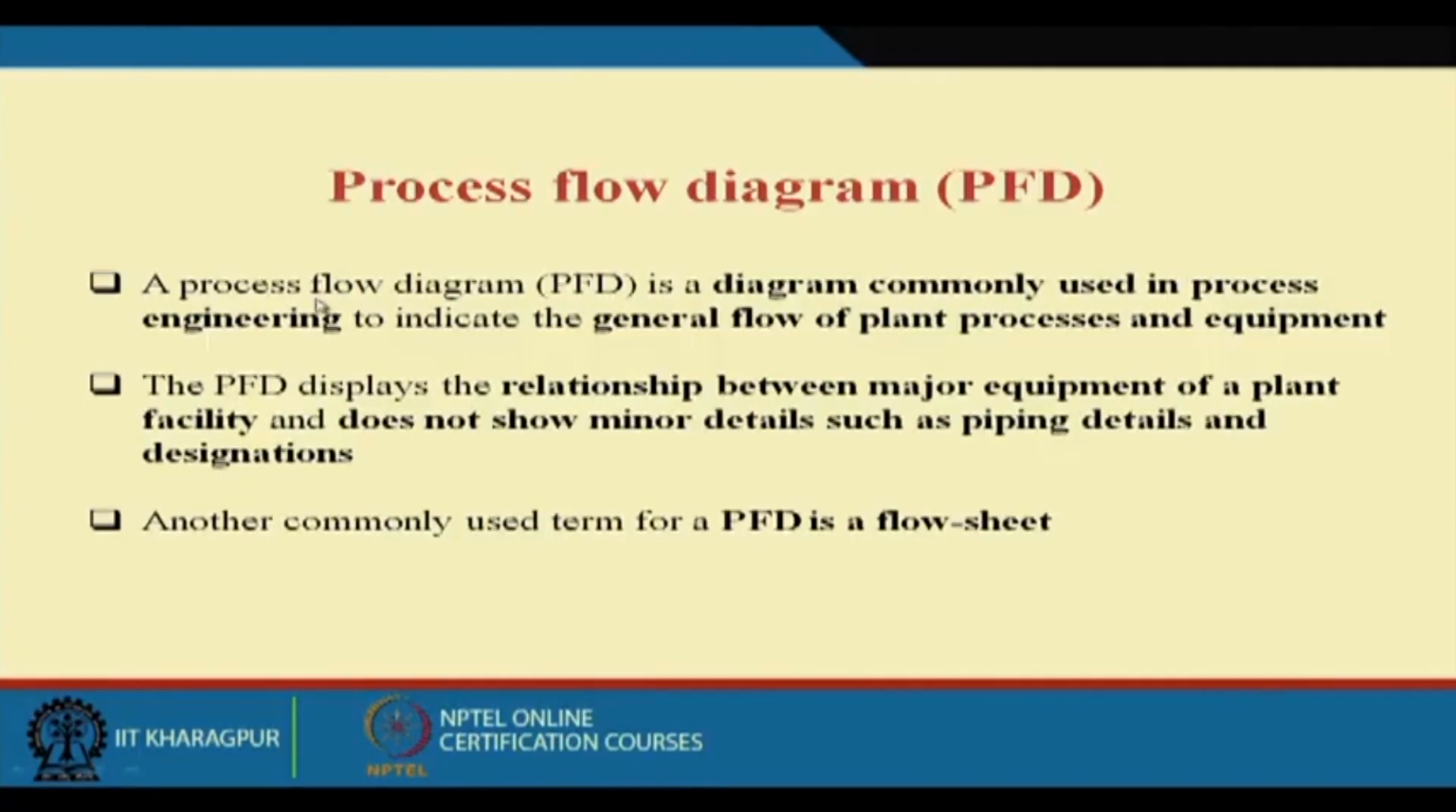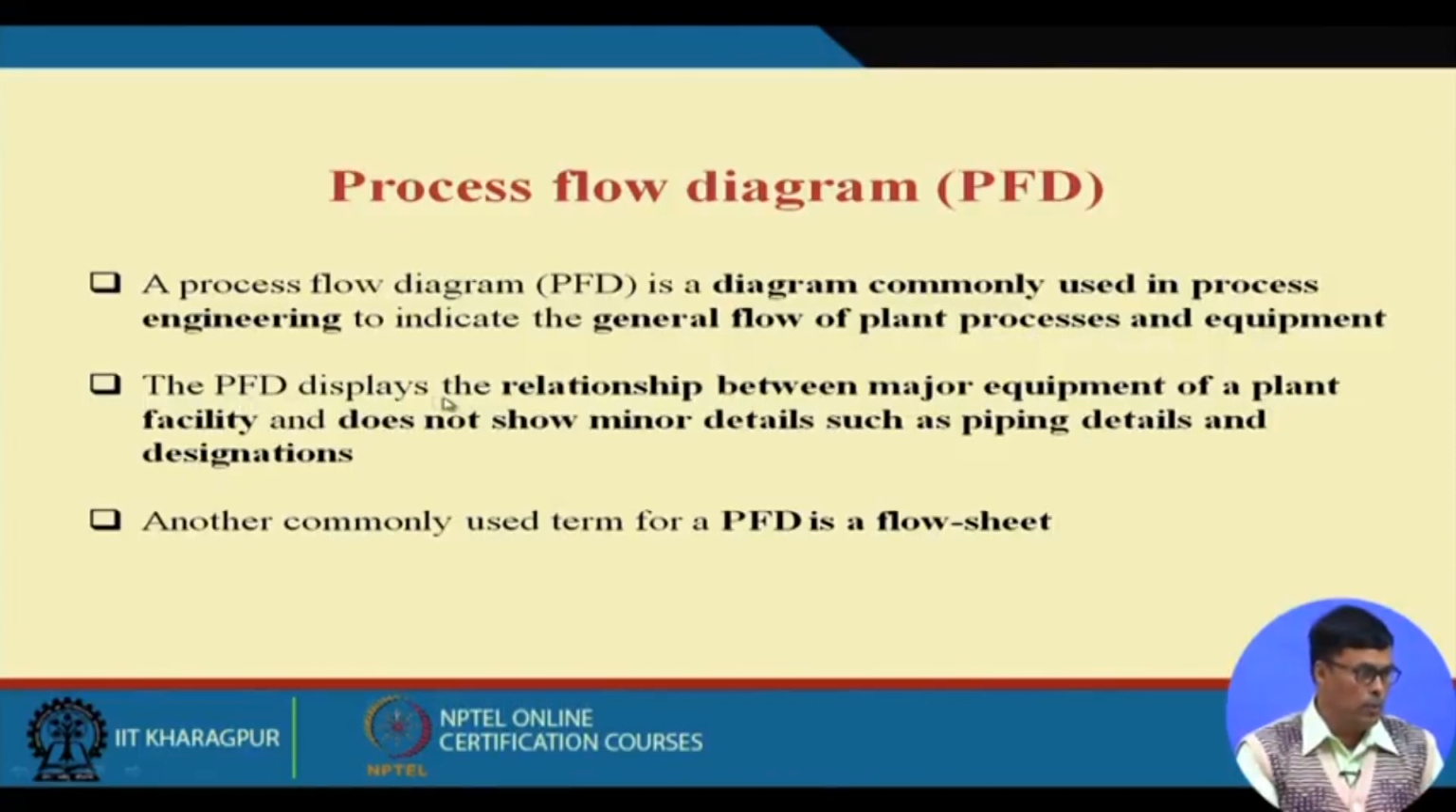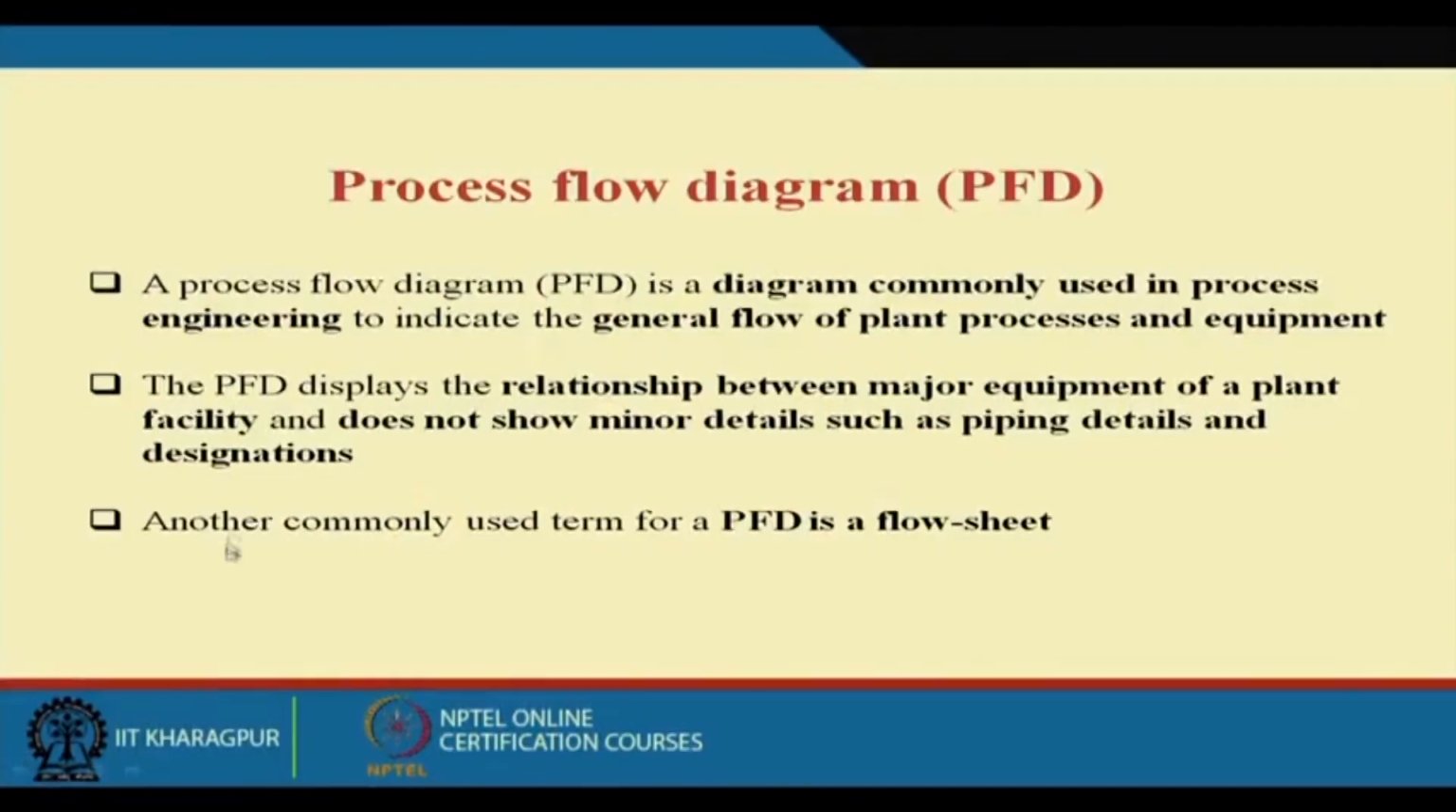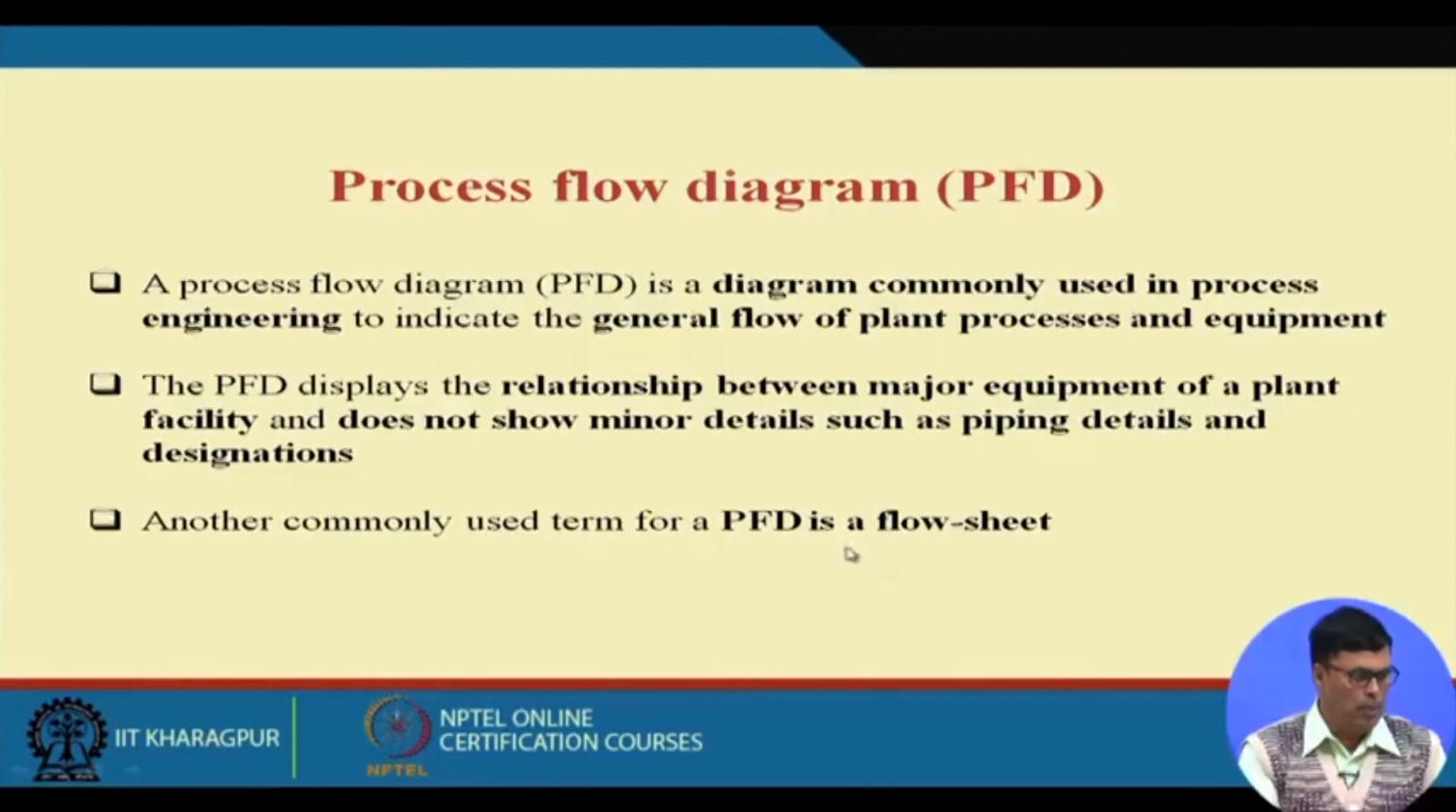Now, the process flow diagram is a diagram commonly used in process engineering to indicate the general flow of the plant process and equipment. The process flow diagram displays the relationship of major equipment of a plant facility and does not show minor details such as piping details and designation. It does not give detailed information on how the different flows are taking place. We just have one flow line that indicates how the product, how the material flows from one unit to another unit. That is exactly what we have.